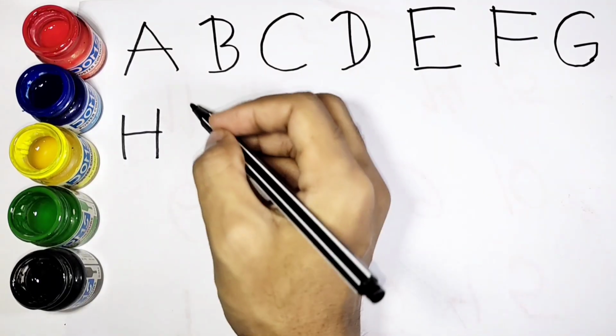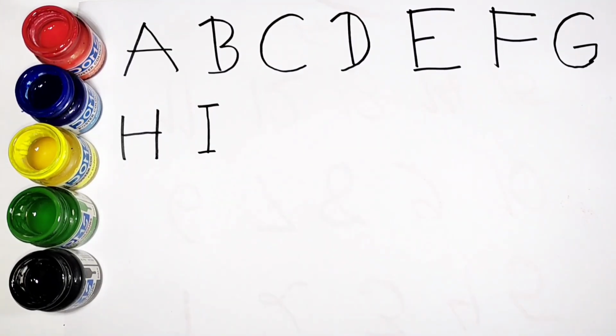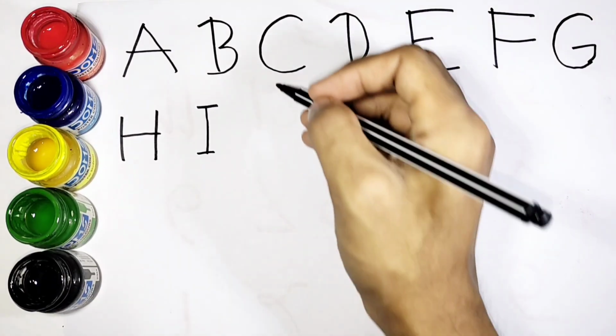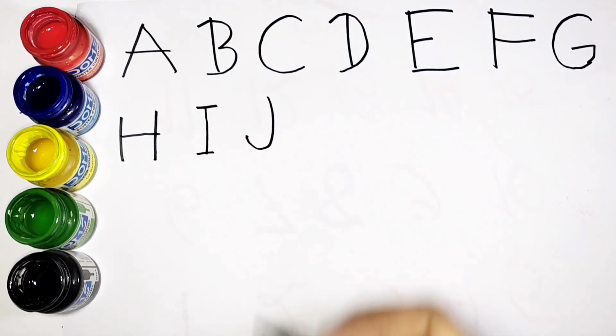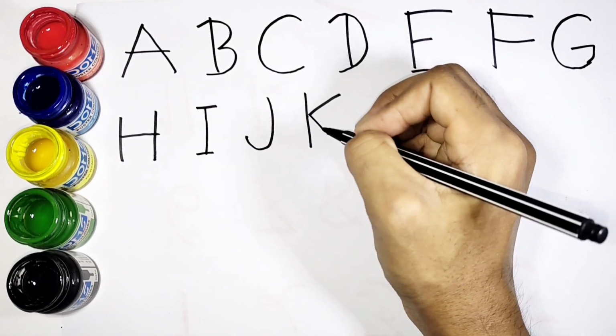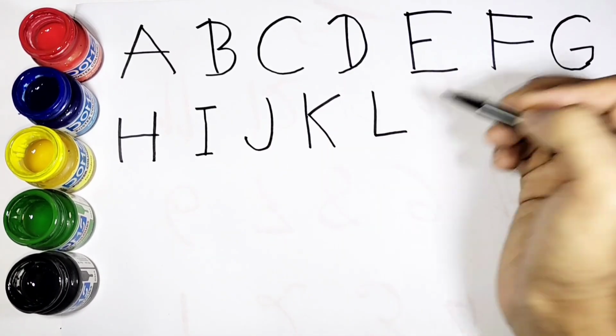Kids, the next one is I. Now we draw I, and the next one is J. J for jackfruit. K for kite. The next one is L.